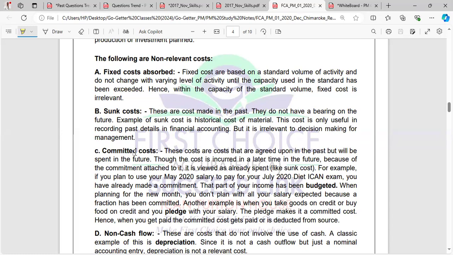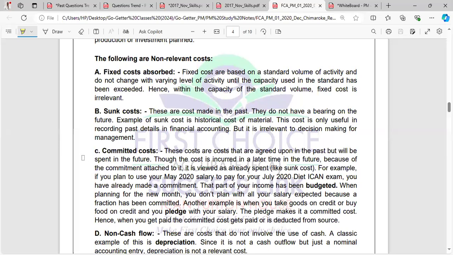Then we have sunk cost. Now, cost made in the past. So you see now, this is a trick. Anytime you are looking at relevant costs and you are seeing them using a plural form to qualify the cost, it's already sunk. So it's been made in the past and it has no bearing. For example, you've already registered as an ICAN student. That's a sunk cost. You cannot make your future decision based on that cost you've incurred in the past.